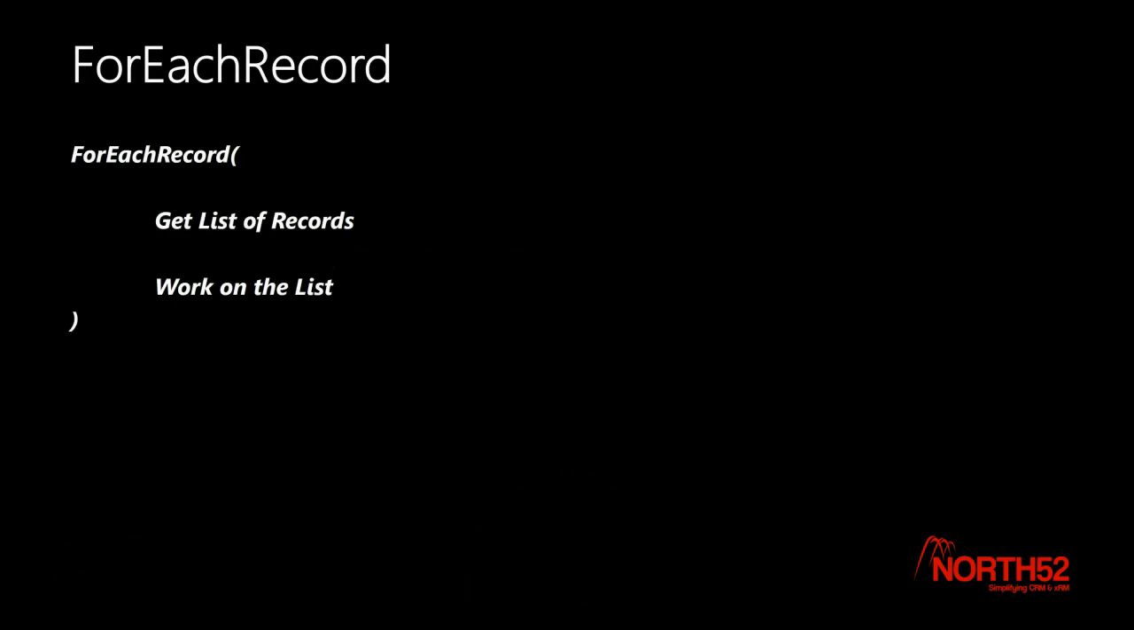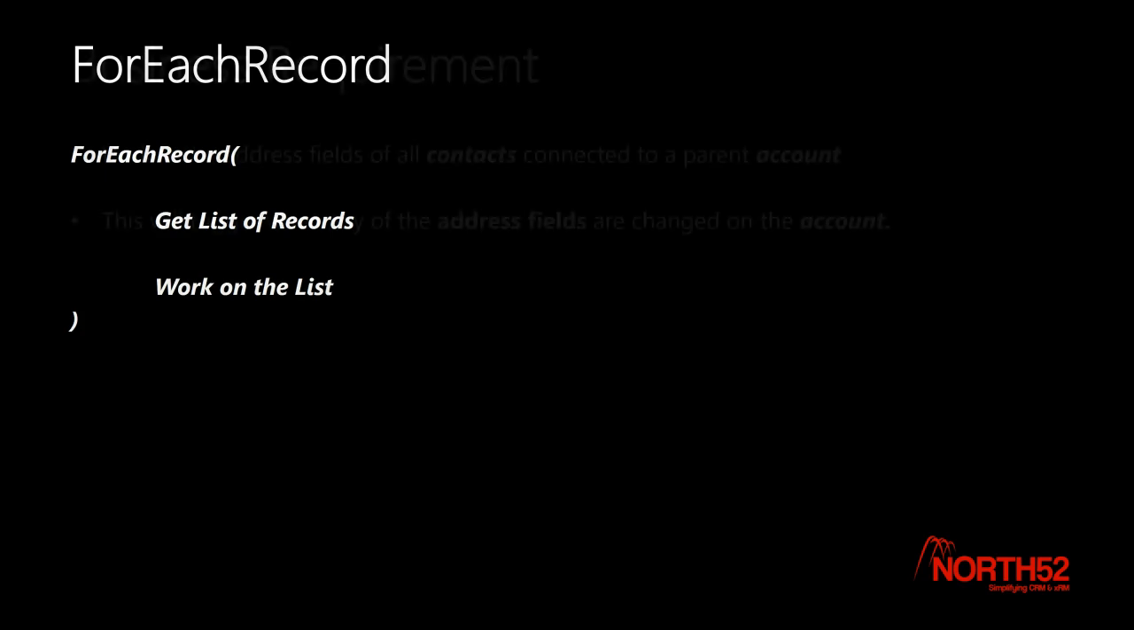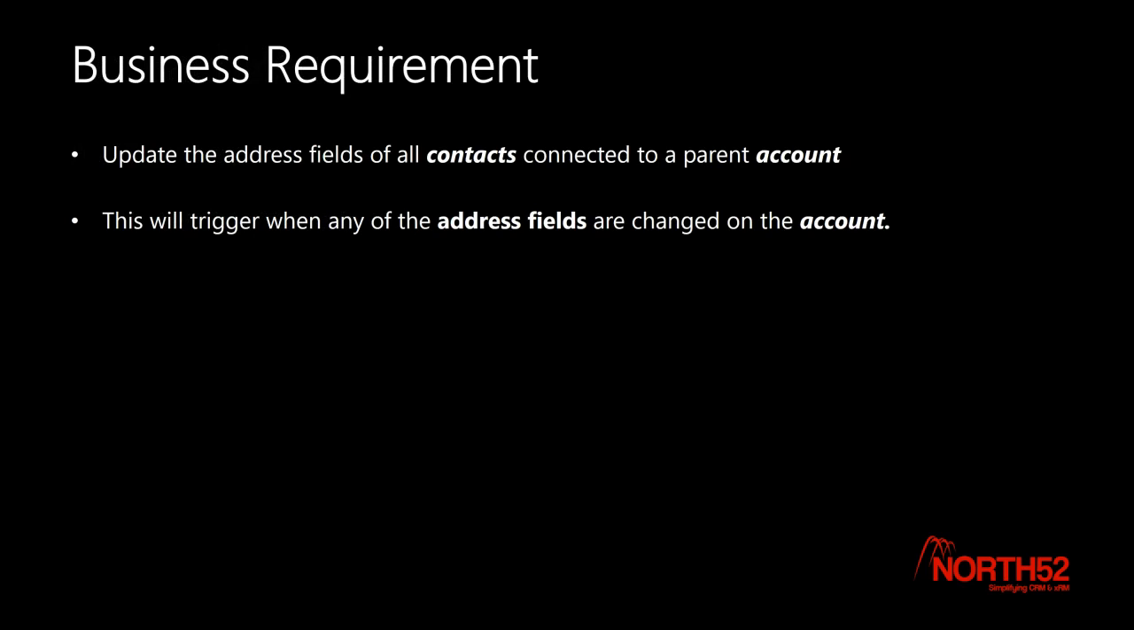The first is the find part, where you create your entity collection to be worked on. The ForEachRecord will then loop through this collection of records and carry out the second instruction against each record. For this example, we are going to update the addresses of all contacts related to an account when the account's address is updated.